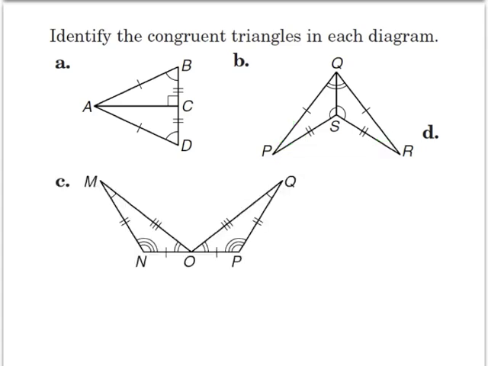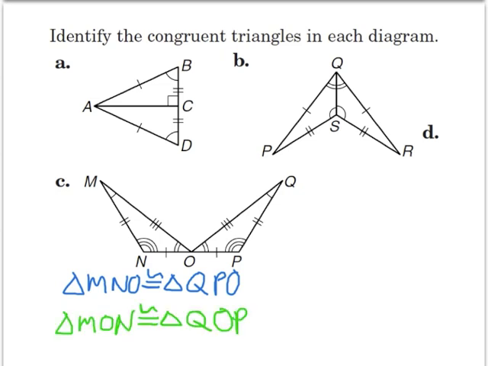Take a minute and try this next example on your own. Here's one possibility. MNO is congruent to QPO. There are other possibilities as well. That's another possibility. Can you think of another possibility?